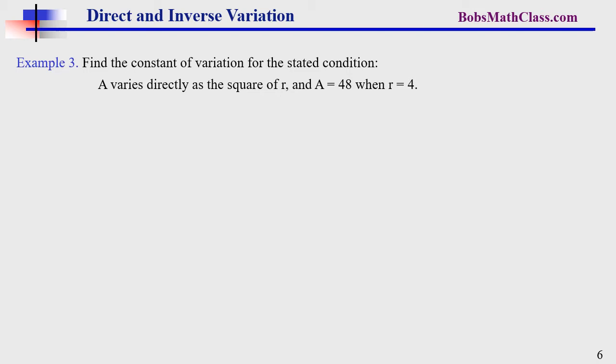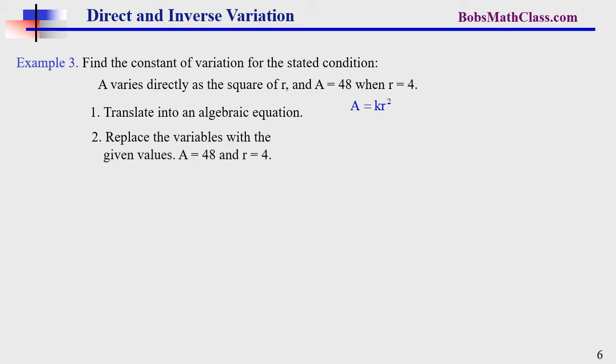Well, the first thing we need to do is what we were doing before, translate. A varies, that's A equals, directly. So it's K times what? Square of R. So A equals K times R squared. So we've translated. Okay, now we're going to replace the letters that we have into the equation. So replace A with 48 and R with 4.